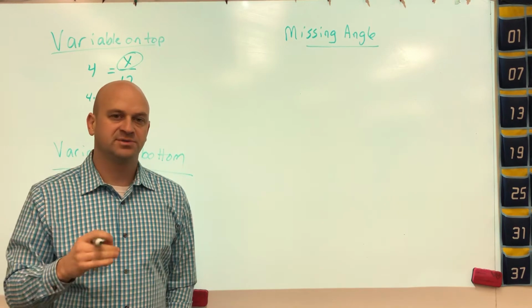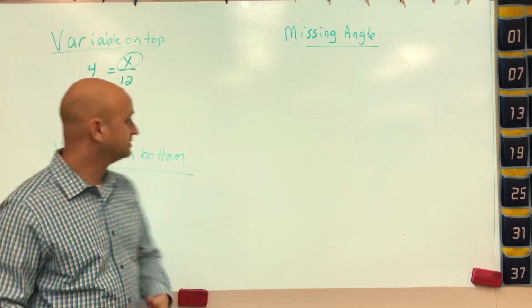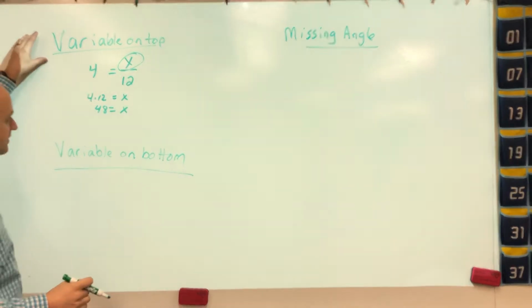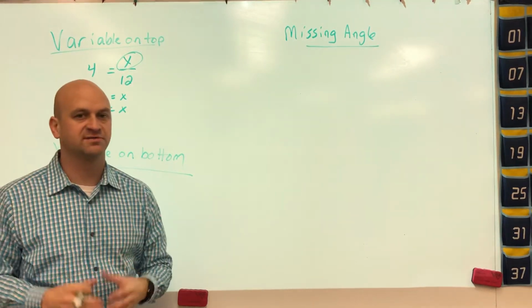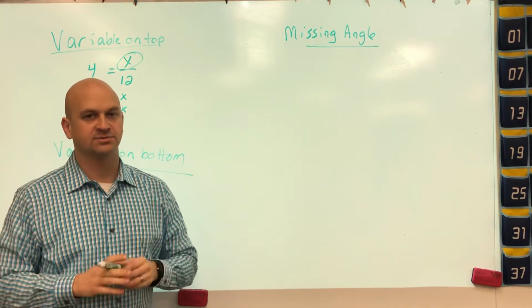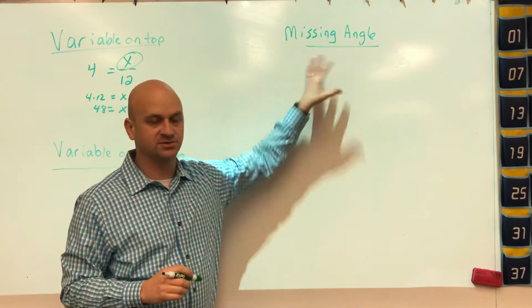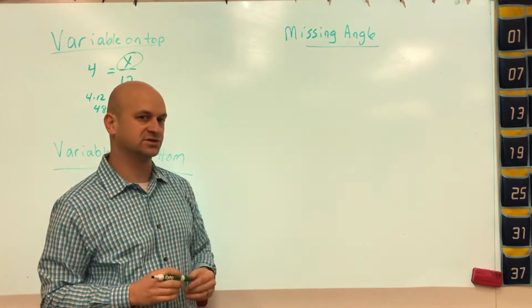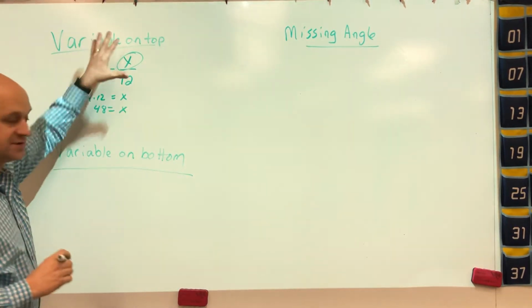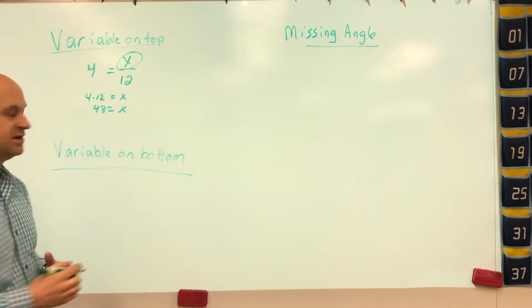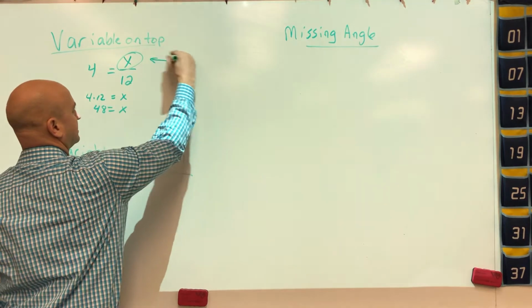And the variable is gonna be on top when a side length is missing. So when the variable's on top or the bottom, that's when we're trying to find sides. Okay, so that's important. We're also gonna work on finding angles in a second, and that's a little bit different equation. So again, to summarize, if the variable's on top, we cross multiply. All right, we cross multiply on this thing.